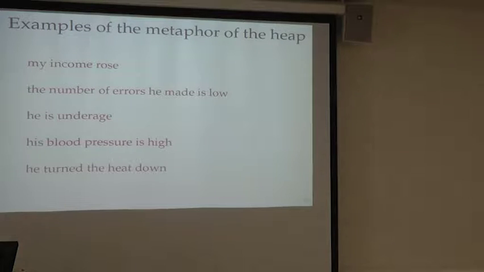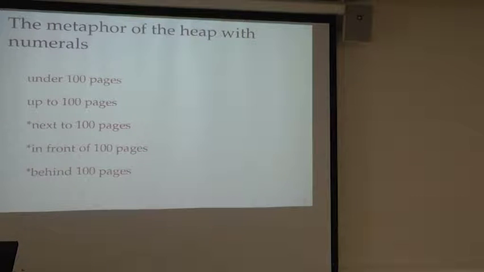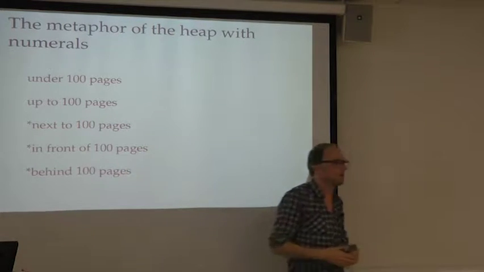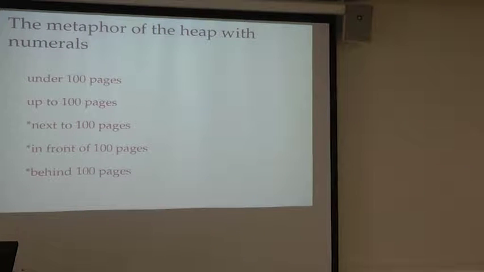Okay, now modified numerals. Modified numerals, you see exactly the same thing, right? So you can say under 100 pages, you can say up to 100 pages, but you can't say next to 100 pages, or in front of 100 pages, or behind 100 pages. All the expressions that you use to combine with a numeral, if they have a spatial character, that spatial character will have to do something with a vertical axis. Yeah? So that's the idea, that when we look at anything in language that has to do with quantity and space, then we'll see verticality.